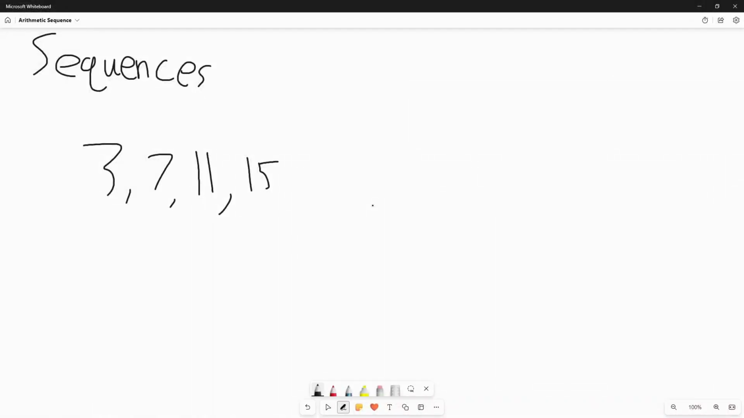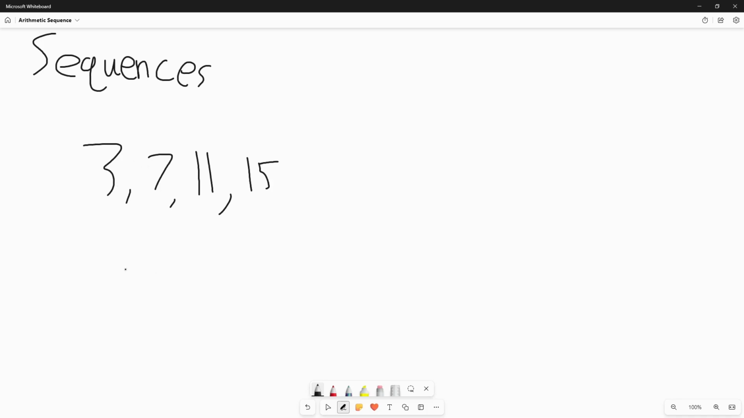A sequence is a set of numbers that is defined by a rule. So this would be a sequence right here: 3, 7, 11, 15. And the rule is that you add 4 each time. One type is an arithmetic sequence, where the rule is that you add a number to a number each time. So like you add 4 to this, which would be arithmetic.